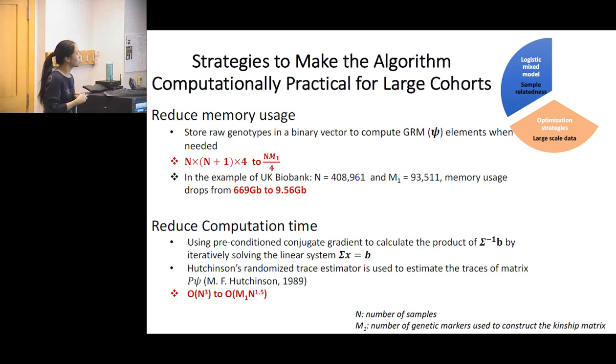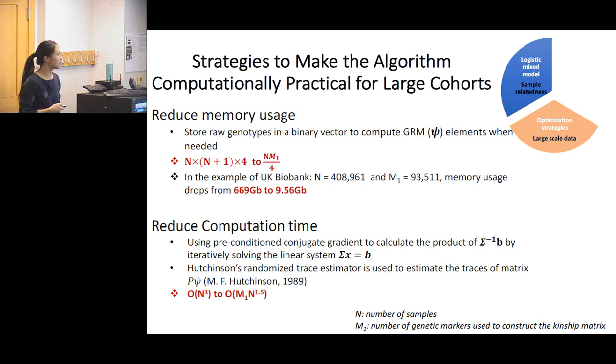If we store the whole matrix, we need (n plus 1) times 4 bytes, and we only need n times m1 divided by 4. This m1 is usually smaller than n. For example, we only have m1 equals 95,000 here. So in this example of UK Biobank, we only need less than 10 gigabytes to store this matrix.